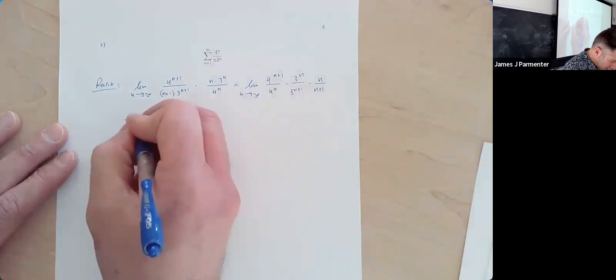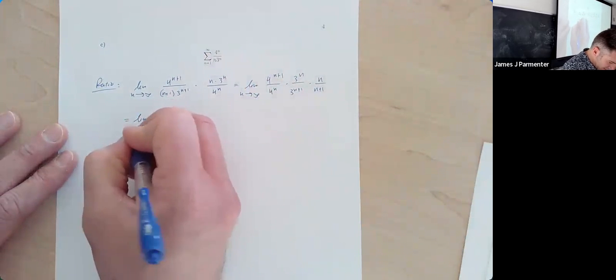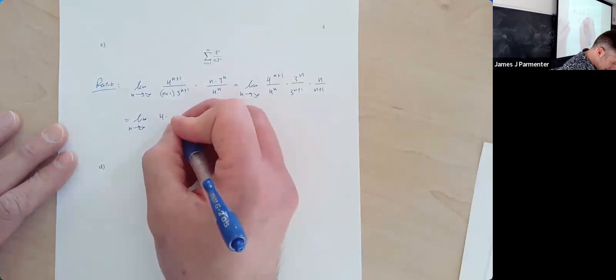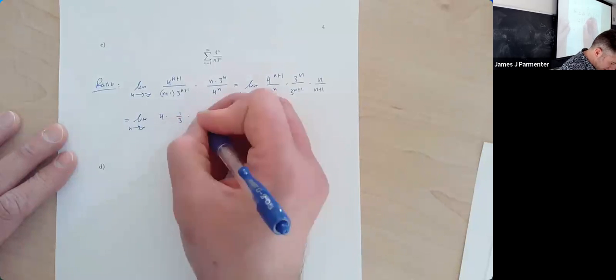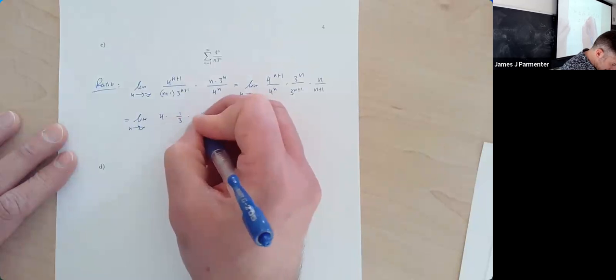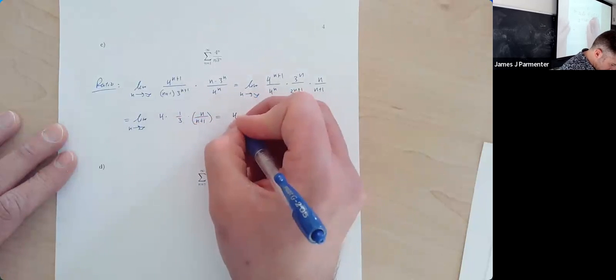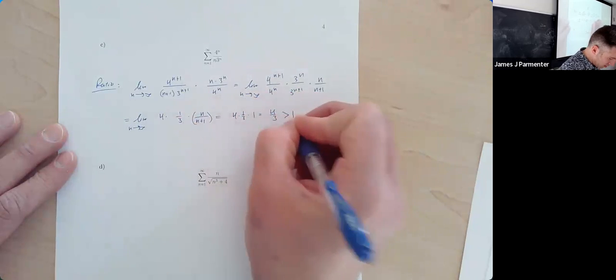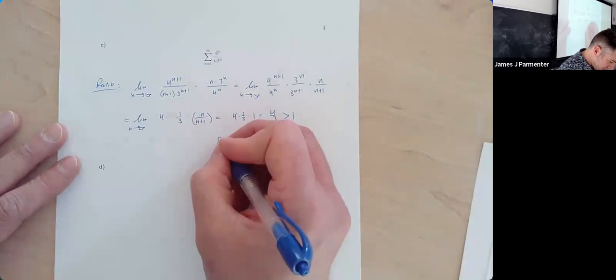I suppose you could do one more step of simplifying. 4 to the n plus 1 over 4 to the n is 4. 3 to the n over 3 to the n plus 1 is 1/3. And n over n plus 1, when we take the limit, is going to go to 1. So you're going to get 4 times 1/3 times 1, which is 4/3, which is bigger than 1. So we get divergence.